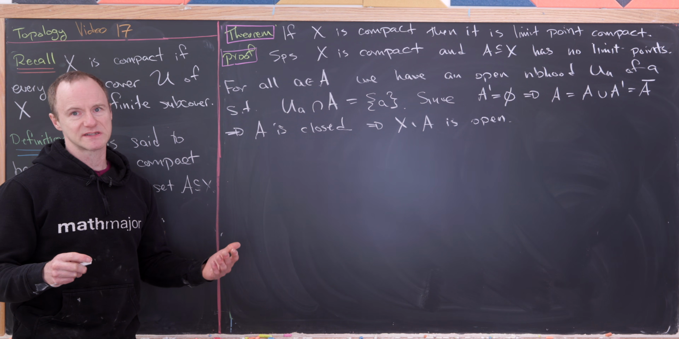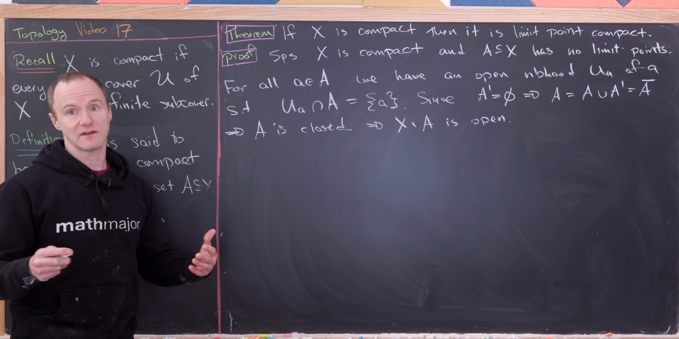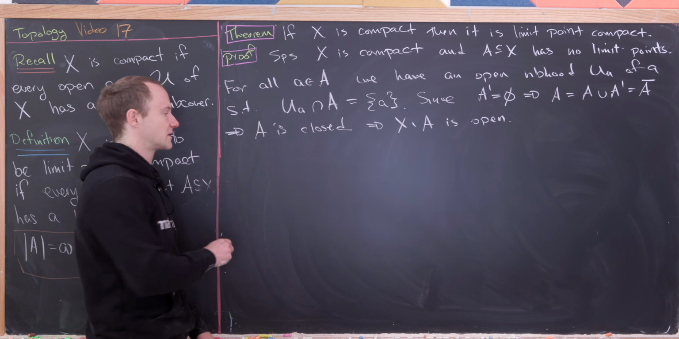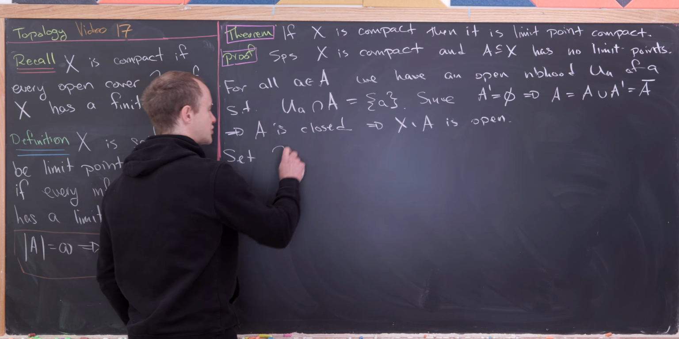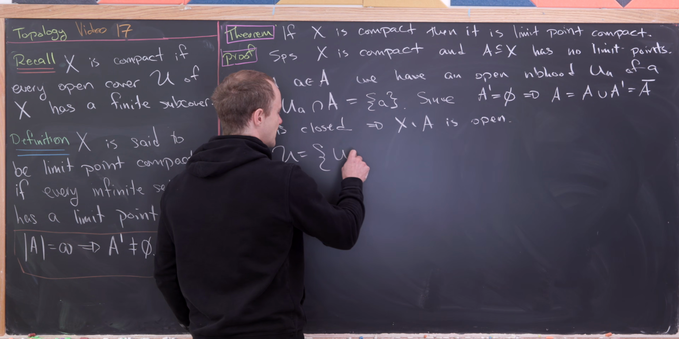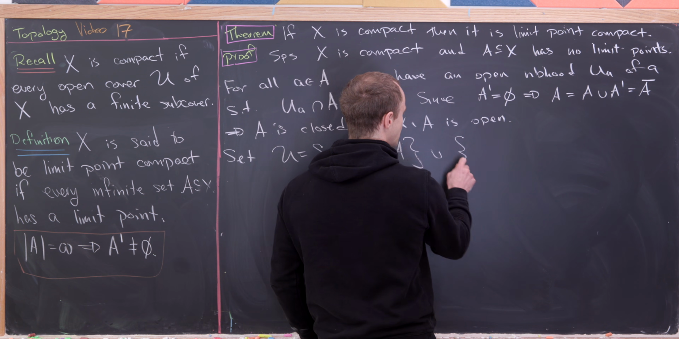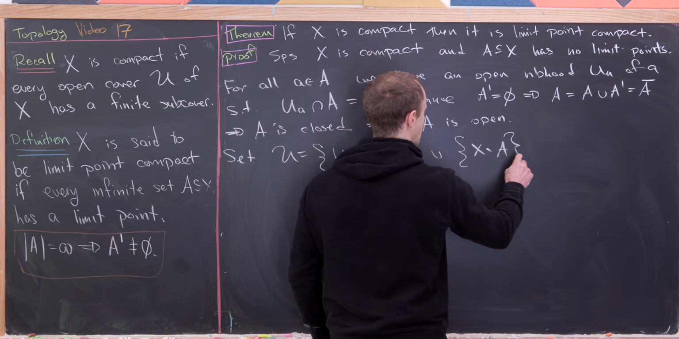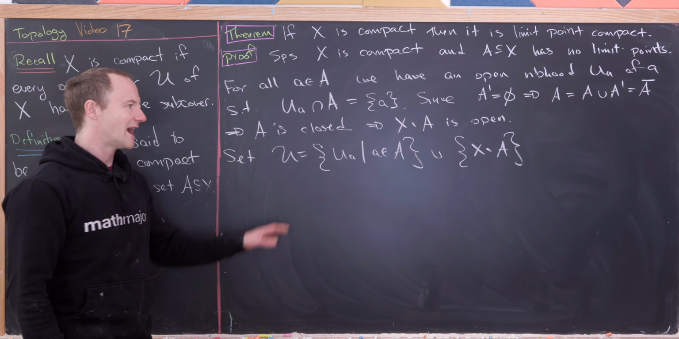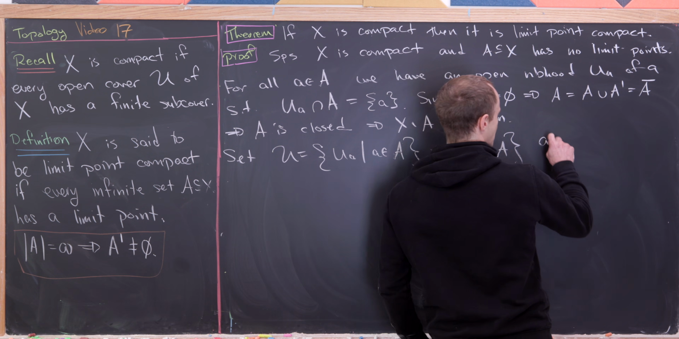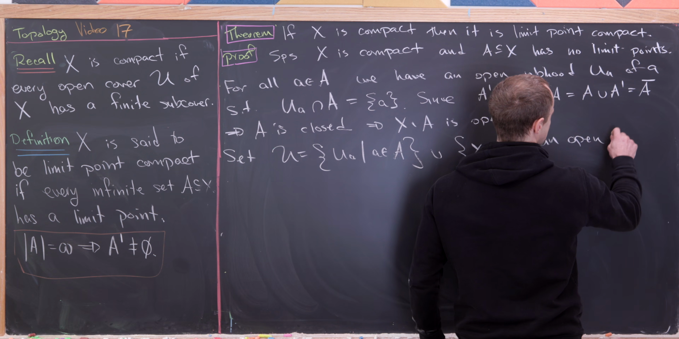But we need these open sets to be an open cover. But they, in fact, do form an open cover. So let's set script U equal to the collection of all of these U sub A's union with our set X minus A. So now, why is this an open cover most definitely of X?